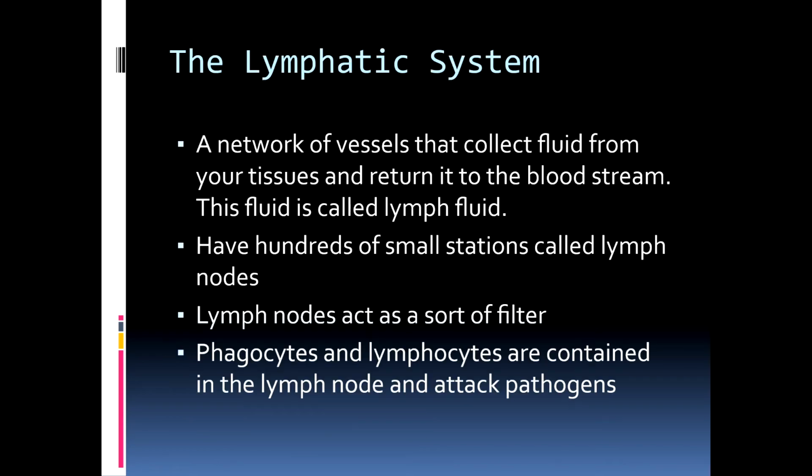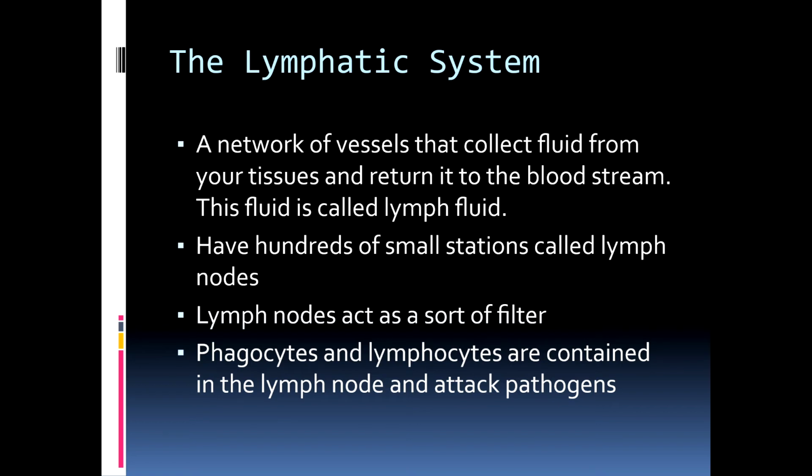So you may be thinking to yourself, well, how does the body even detect that there's a pathogen there? The body uses a system called the lymphatic system. You can think of it as a filtration system for the bloodstream and for cells of the body. It's a network of vessels that collects fluid from tissue and then returns it back to the bloodstream. This fluid is called lymph fluid.